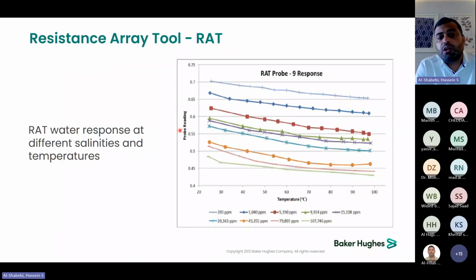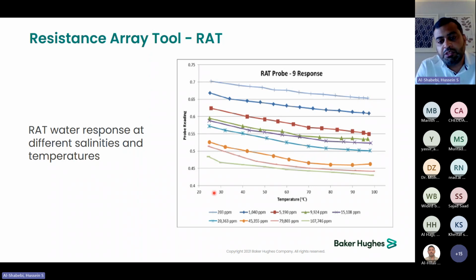So the first tool that we are having in the MAPS is the resistance array tool. To differentiate between water and hydrocarbon, basically it is based on the conductivity of the fluid. So as the salinity of the water is increasing, the conductivity will be higher. And this example is done in the flow loop.